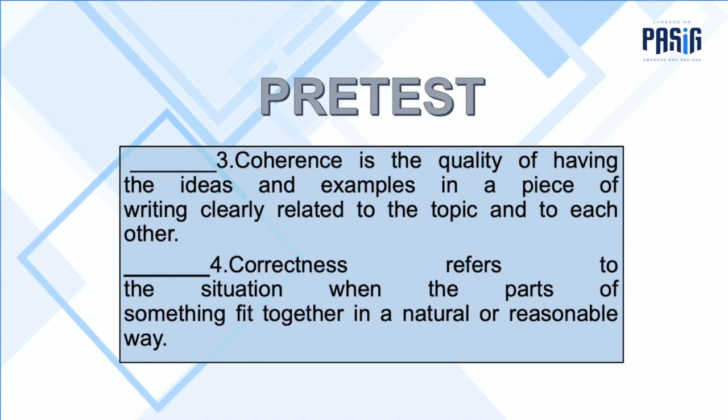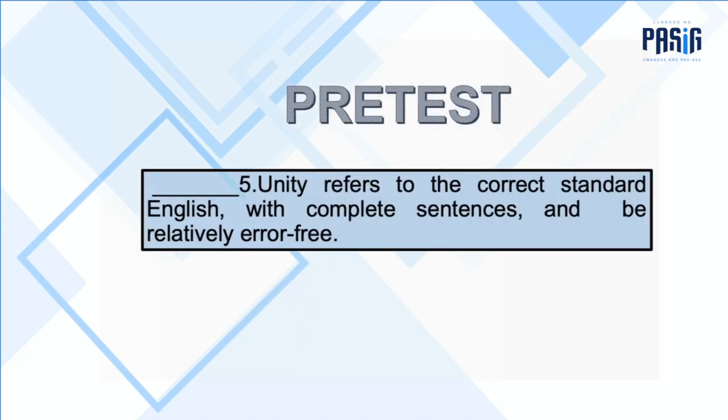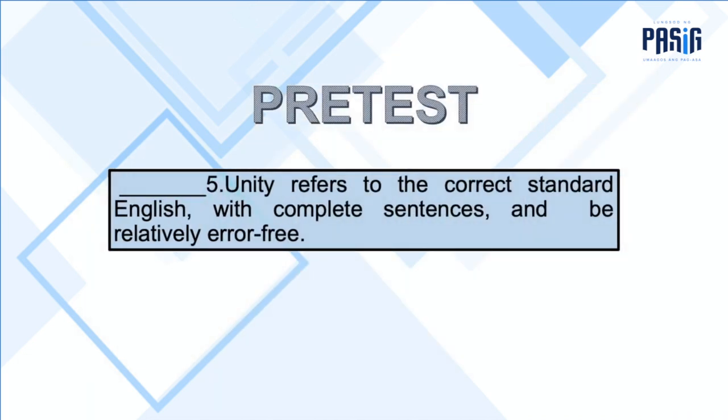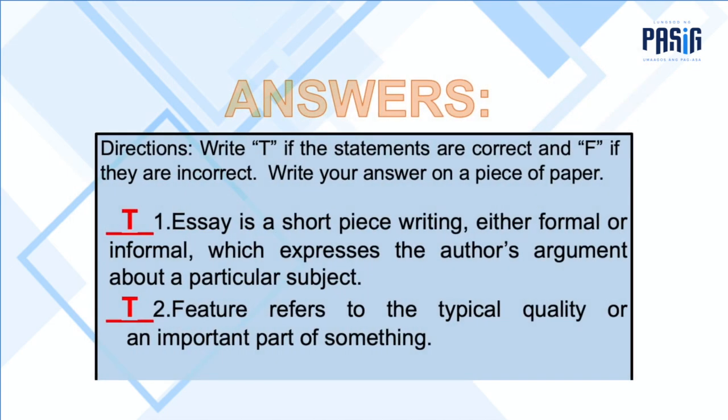3. Coherence is the quality of having the ideas and examples in a piece of writing clearly related to the topic and to each other. 4. Correctness refers to the situation when the parts of something fit together in a natural or reasonable way. 5. Unity refers to the correct standard English, with complete sentences and be relatively error-free. Here are the answers.